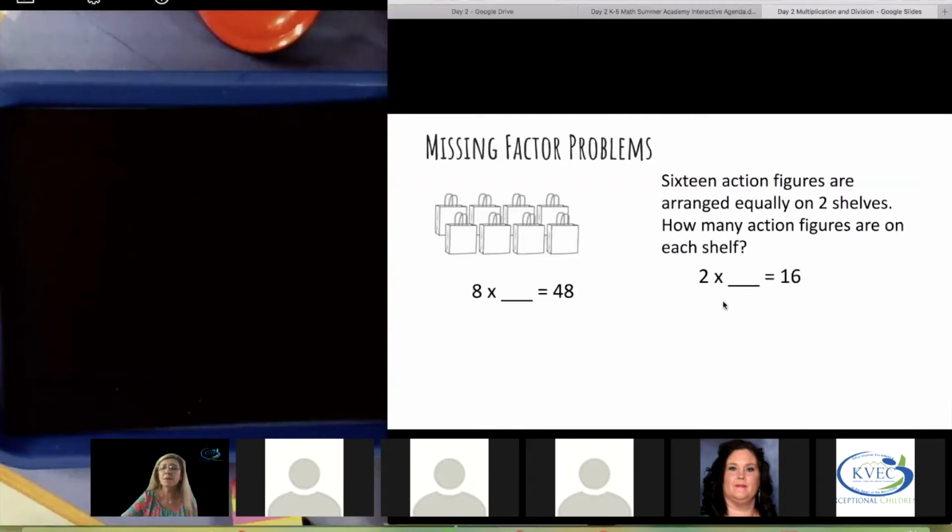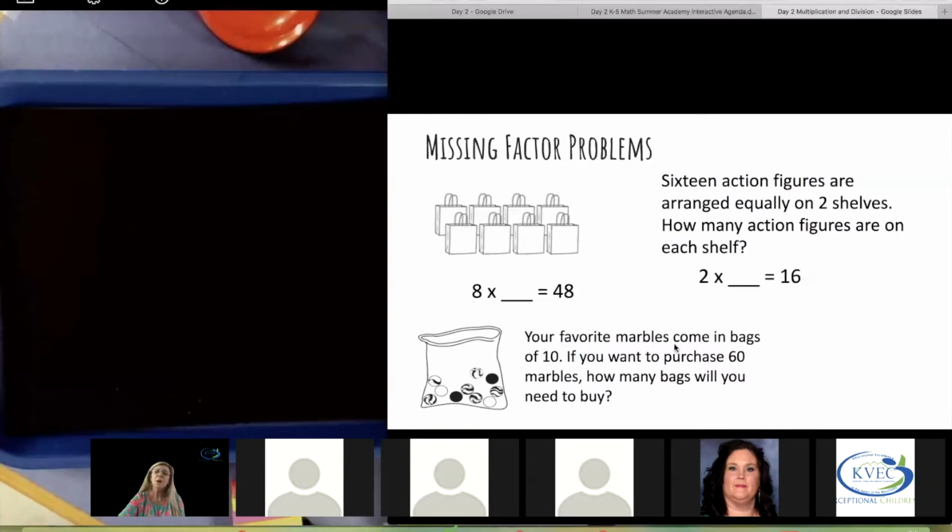So this is what this is looking like. 2 groups of what is equal to 16. That's why I always tell my kids, whenever they say, we want to learn how to divide, we want to learn division facts, I say, well, you're learning them. When you're learning your multiplication facts, you're learning your division facts. Because all we do is just undo them, take them apart.